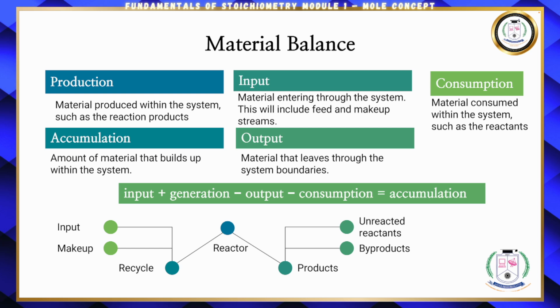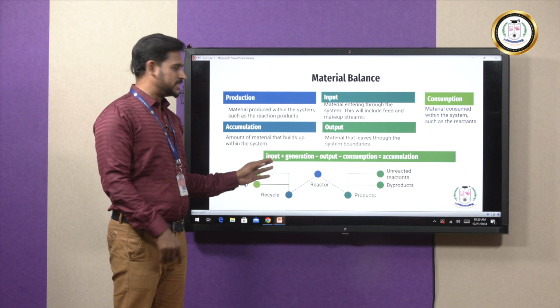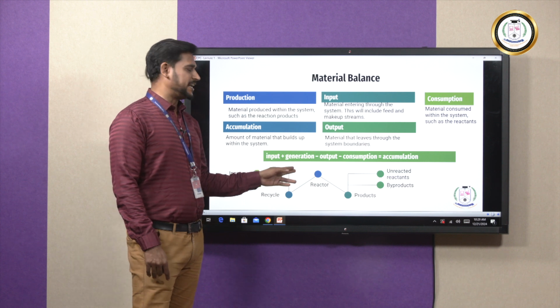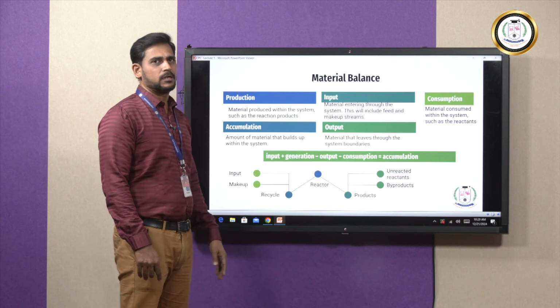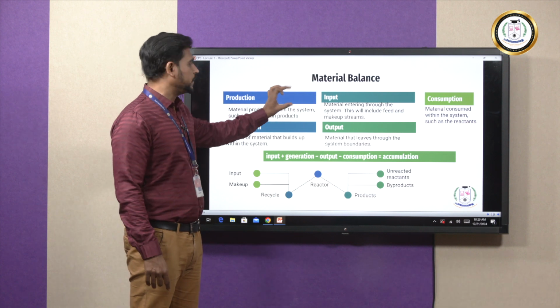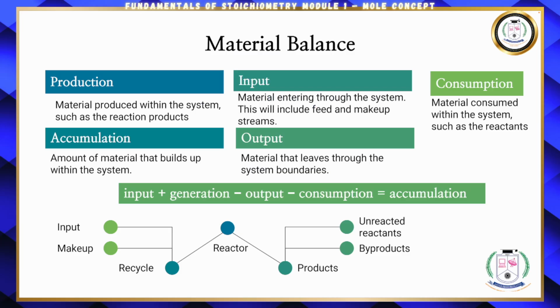When we talk about the material balance, we have a common material balance: input plus generation minus output is equal to accumulation plus consumption. When we bring the consumption to this side, input plus generation minus output minus consumption is equal to accumulation. So what is the term input? Input is all the materials fed into the reactor. Output is all the materials that leave the reactor, for example products, byproducts and unreacted substances.